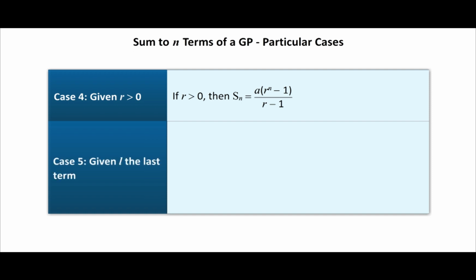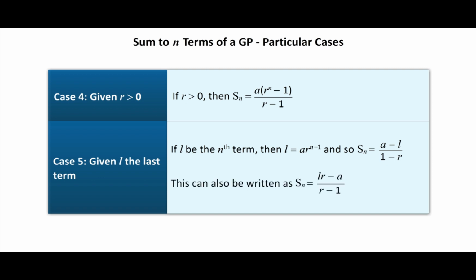Case 5. Given l, the last term, if l be the nth term, then l is equal to a into r to the power n minus 1, and so Sn is equal to (a minus lr) divided by (1 minus r). This can also be written as Sn is equal to (lr minus a) divided by (r minus 1).